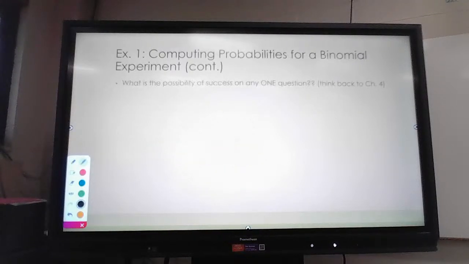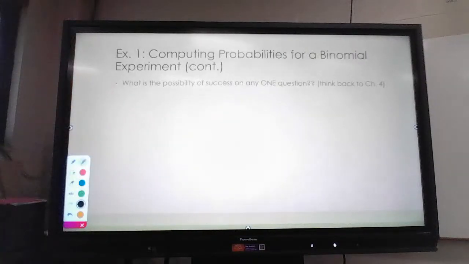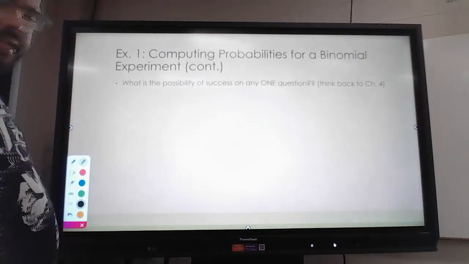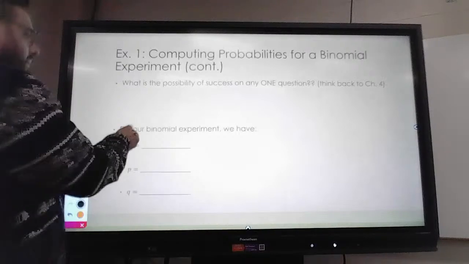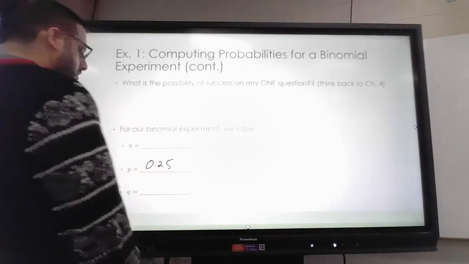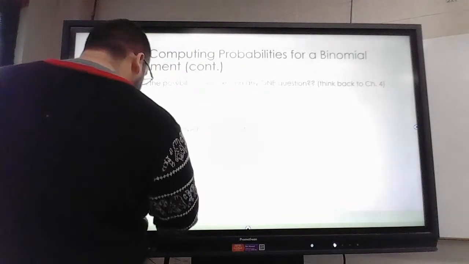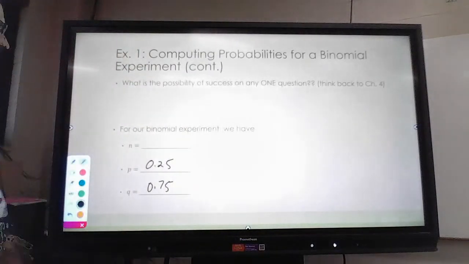Now, what is the possibility of success on any one question? So think of a multiple choice question, A, B, C, or D. Only one correct answer. That means that the probability we have is 0.25. 1 correct answer out of 4. Which means the probability of failure is 0.75. And of course, we have 3 trials.